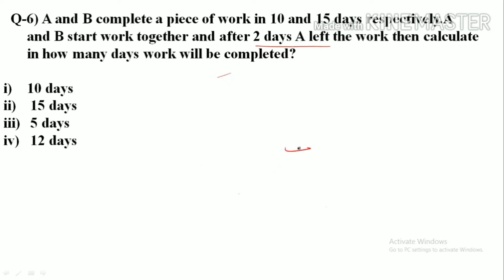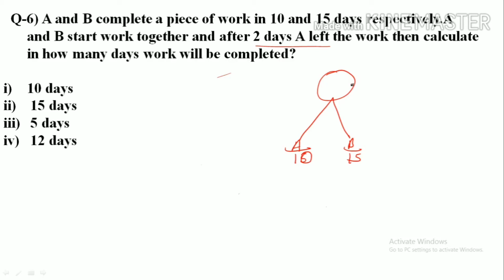So again we start in the same manner as we told you earlier. A takes 10 days, B takes 15 days. So first we have to take the LCM. We can take another number also, but the LCM is convenient and we have to get our answer in a short time. So we don't discuss what number to take, just take the LCM.